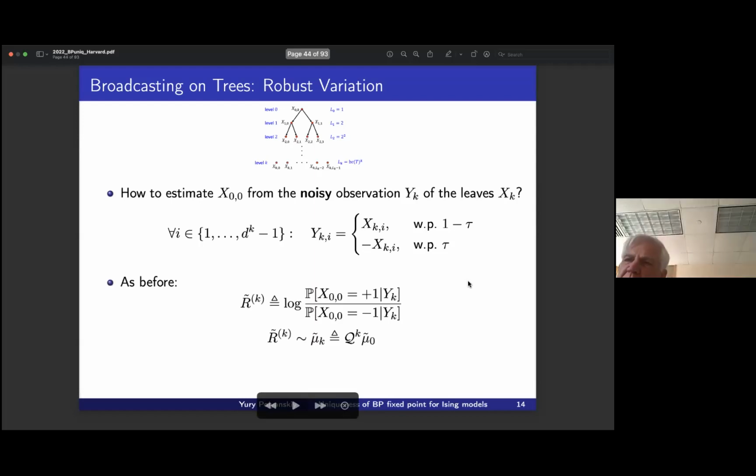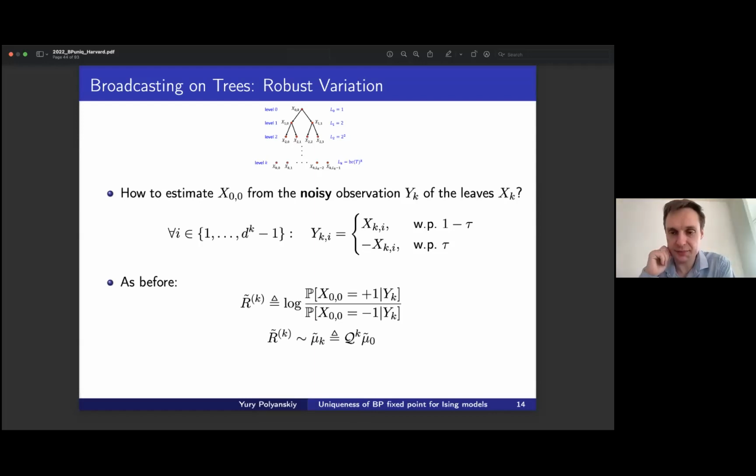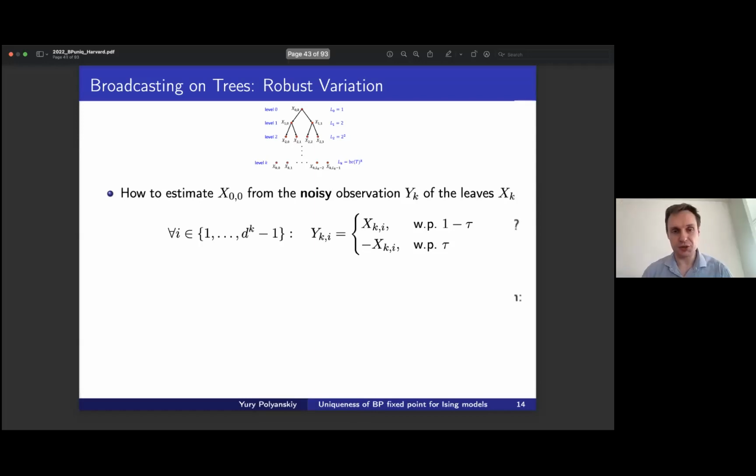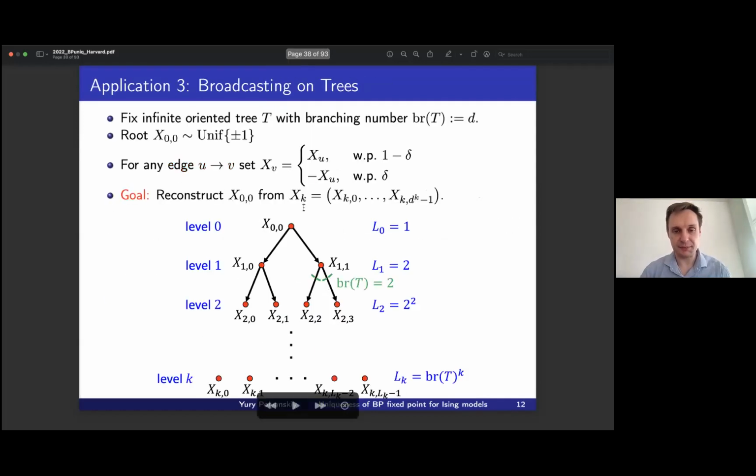Excuse me. When you say the xk, that is the collection at level k, right? It's all the information you have at level k. Correct. Yes. Or one particular one? It's not one particular vertex. It's the whole. Yes, xk is this vector. Okay. Thank you.